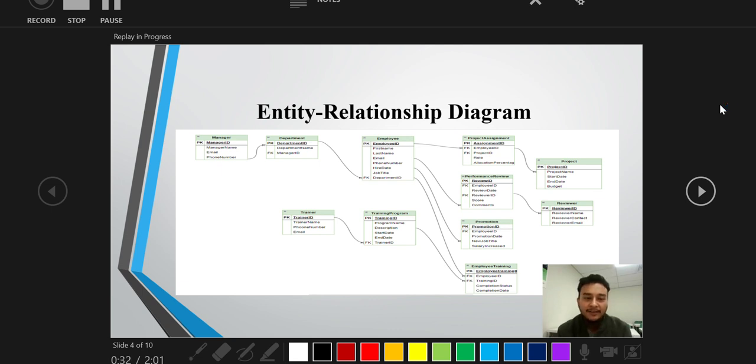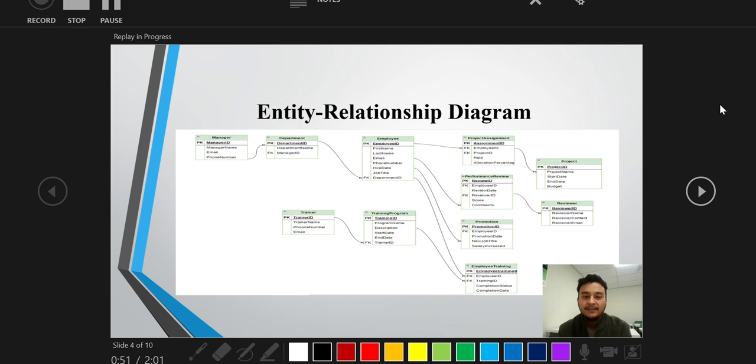And then we can see there are different attributes: manager name, department name, trainer name, program name, first name, last name. Depending on the entity, they have their own attributes. From this picture we can see there are a lot of different relationships between two entities.